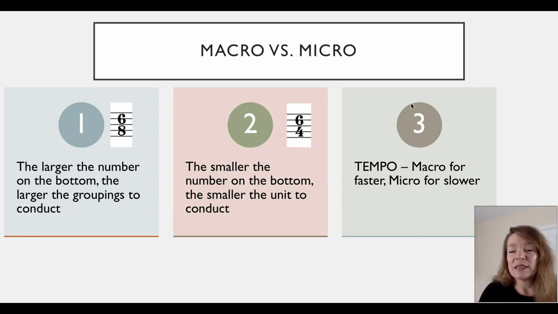The third guiding principle is tempo. Almost always, the macrometer will be used for faster tempos when you have rhythmic groupings that you want to elicit in your gesture. The micrometer, conducting every pulse, will be for slower tempos.